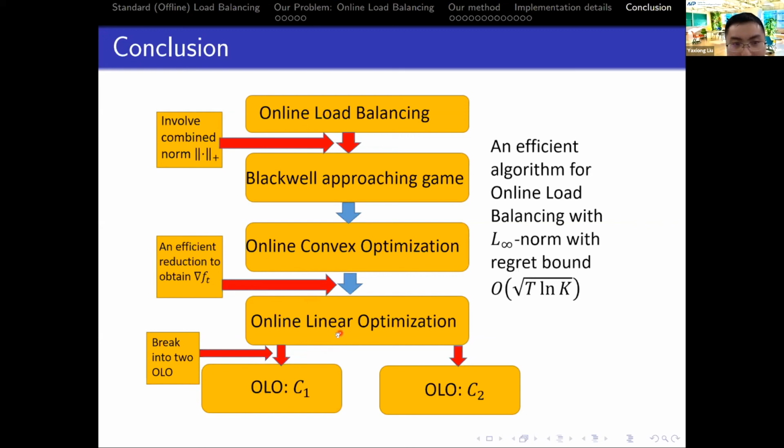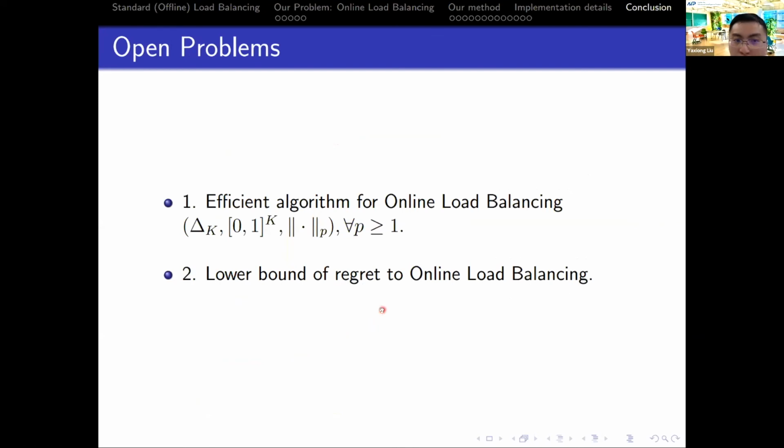And you see the red arrows are our contributions in this paper. And there are some open problems for online load balancing left here, like whether we can find an efficient algorithm for the LP norm, where P is larger than 1, not only infinity, or whether we can find some lower bound of the regret for online load balancing. Okay, thanks.